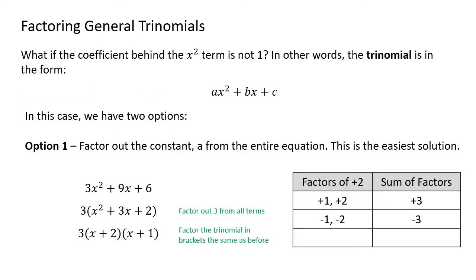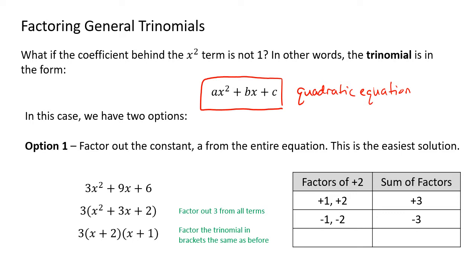The second option we had was factoring general trinomials. In other words, remember we had ax squared plus bx plus c. This is also the general format for a quadratic equation. So this is going to be the format you're going to see most once we talk about quadratics after this factoring. So we have two options in this case.